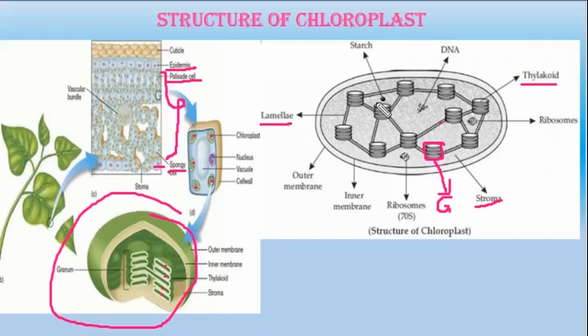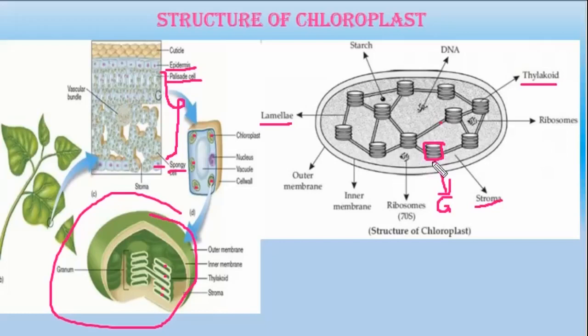The grana and stroma lamellae are the site of light reaction. Remember, while discussing photosynthesis, I explained this to you. So the membrane of the grana and stroma lamellae is the site of light reaction of photosynthesis.